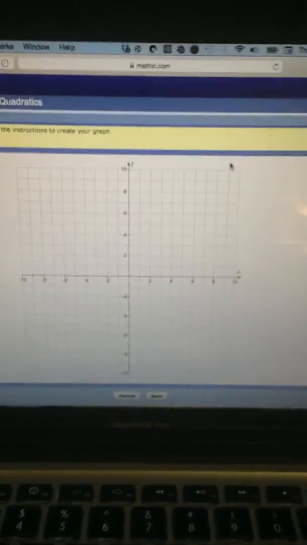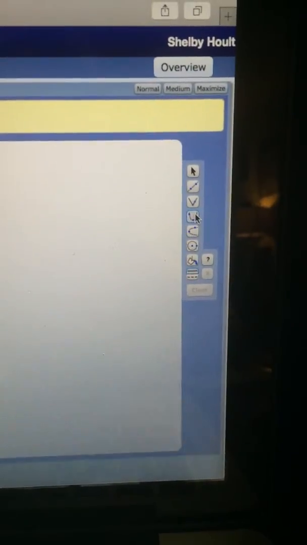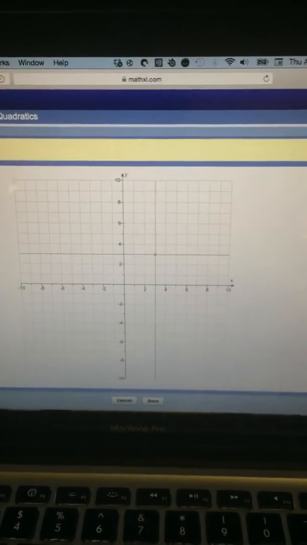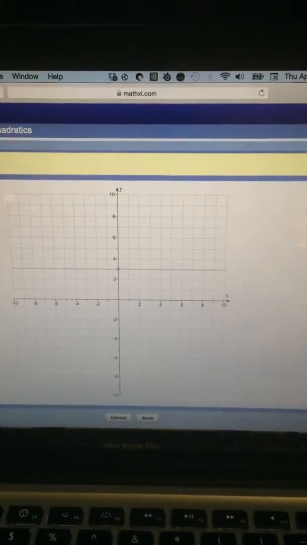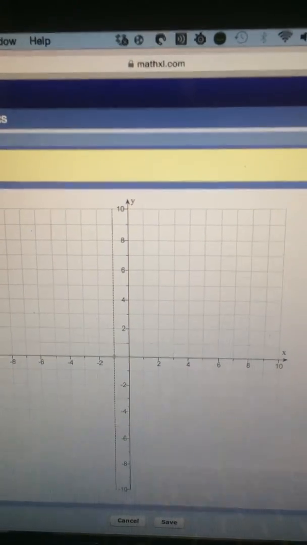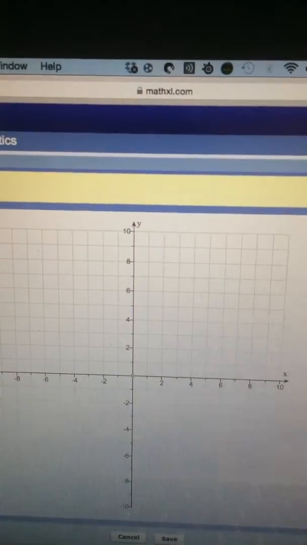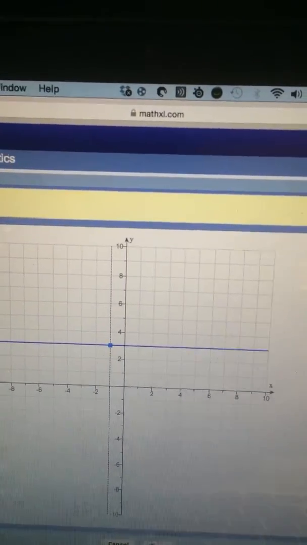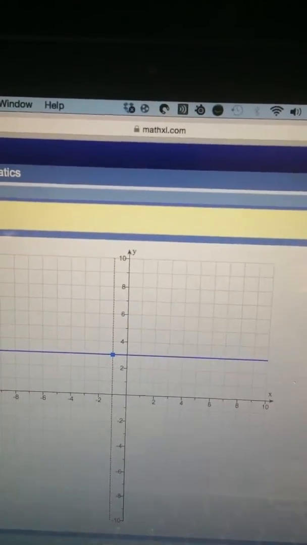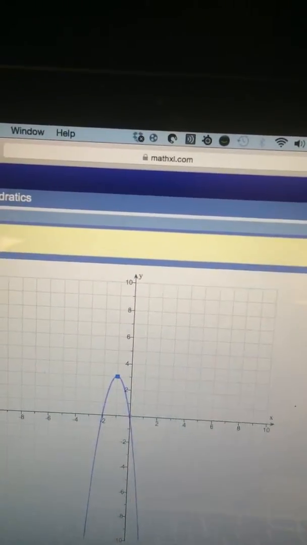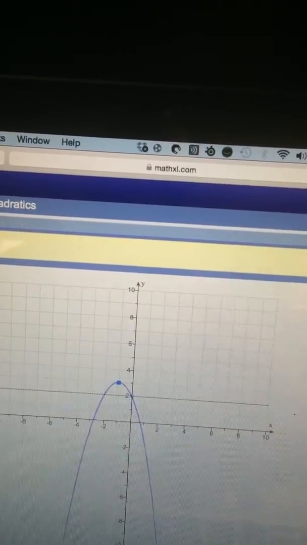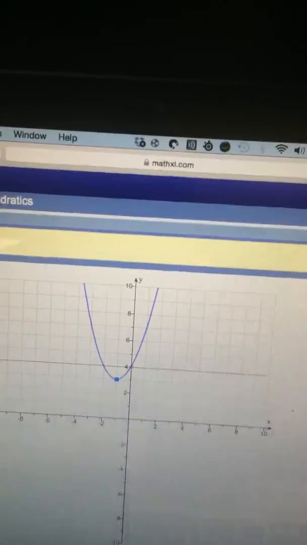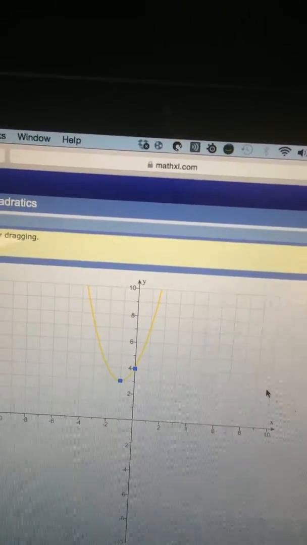Alright, so now we're going to go up here to our lovely little graph and click on our little vertical parabola and graph our parabola. So we've got our vertex, which I don't know if you guys can see this or not. So I'm going to start at the origin. Vertex is negative 1, 1, 2, 3. So there's our vertex. And then our y-intercept is 0, which if you start at the origin, 0, 1, 2, 3, 4. And there's our parabola right there.